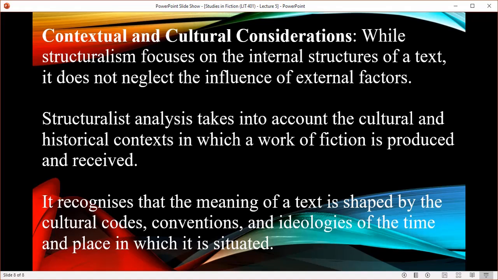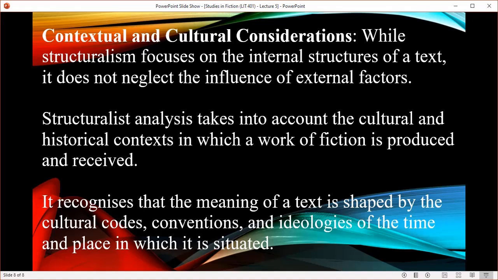So this theory takes into account the cultural and historical context in which a work of fiction is produced and received. The culture of the people, that's why the emphasis on the setting, the characters, what makes up the characters, who the characters are, what their roles are, what culture they represent, what history they represent. By looking at that, the analyst will have broader knowledge about the text, and that will give a better understanding and interpretation of the text. That's why structuralism recognizes that the meaning of the text is shaped by the cultural codes, conventions, and ideologies of the time and place in which it is situated.